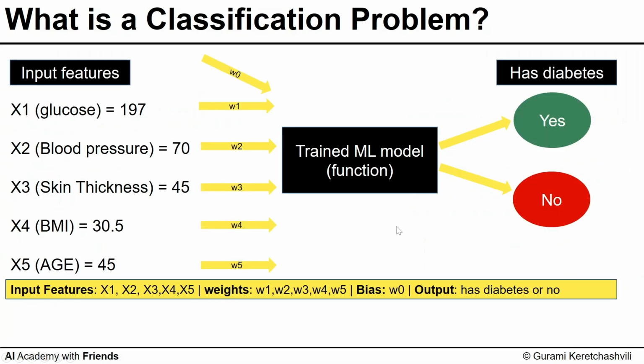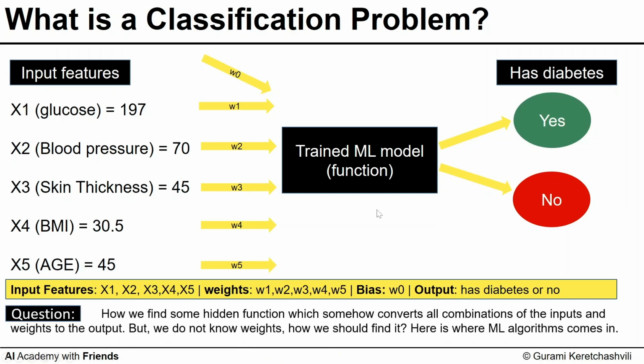From a machine learning perspective, we call glucose concentration, blood pressure, skin thickness, BMI, and age input features, which are denoted as x1 up to x5. Each feature has its own weight: W1, W2, W3, W4, W5. We have a trained machine learning model, and the output of this model is whether a person has diabetes or not. Some kind of binary classification.